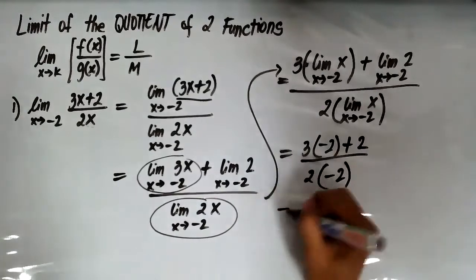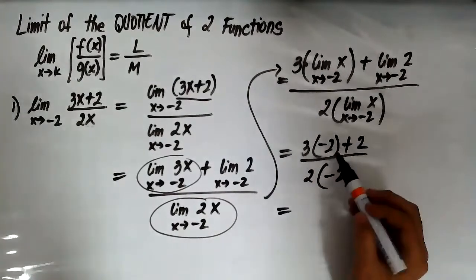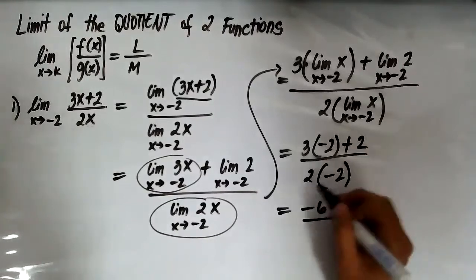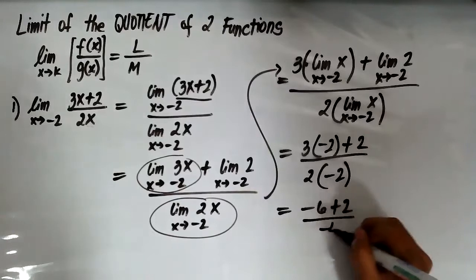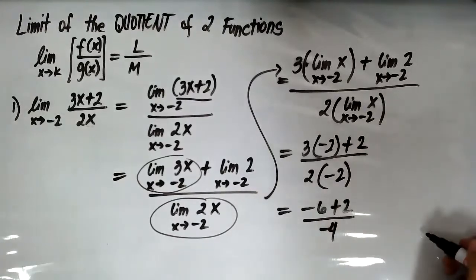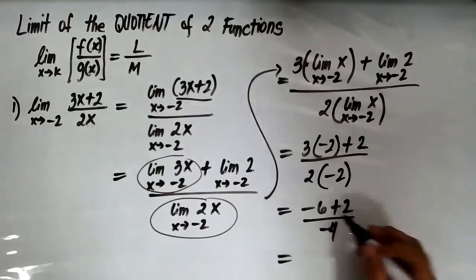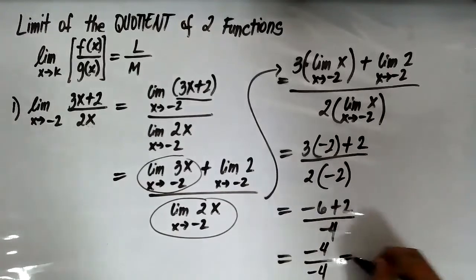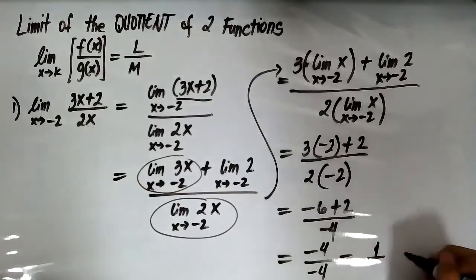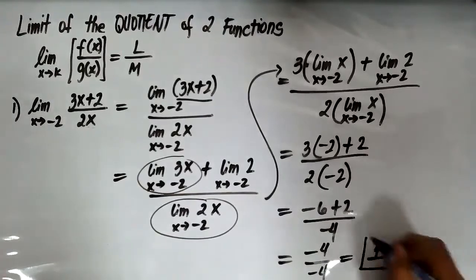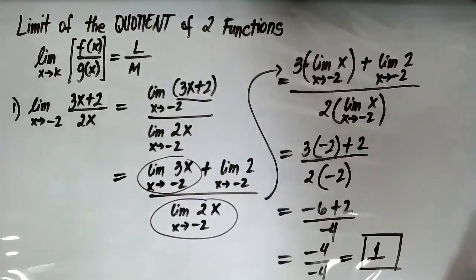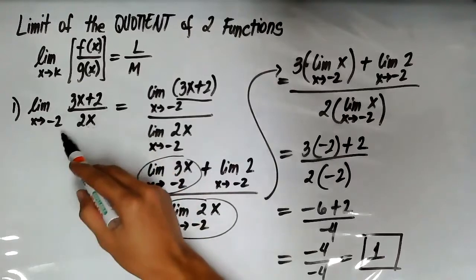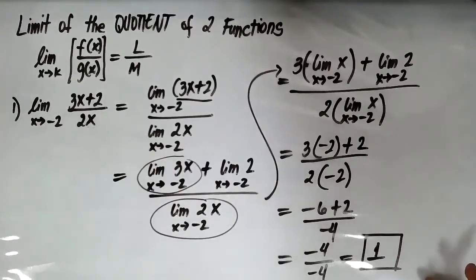All right, so let's simplify this. You have 3 times negative 2, which is negative 6, plus 2, all over 2 times negative 2, which is negative 4. So simplifying, we have negative 4 all over negative 4, which is equal to 1. All right, so the answer here is 1. If you get the limit of the quotient of these two functions, 3x plus 2 all over 2x, as x approaches negative 2, your answer will be equal to 1.